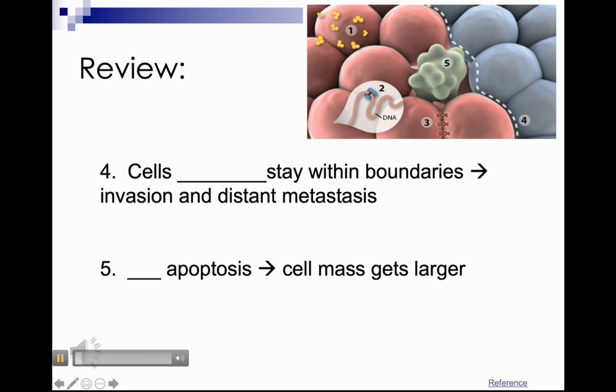This is malignancy. Cells do not stay within boundaries. Cancer grows by invasion, and that can result in distant metastasis, a tumor totally separate from the primary site. And this is cancer. There is no apoptosis. The cell mass gets larger and larger at different rates, depending on the type of cancer, but the cell mass gets larger. Cancer is immortal. There is no apoptosis.